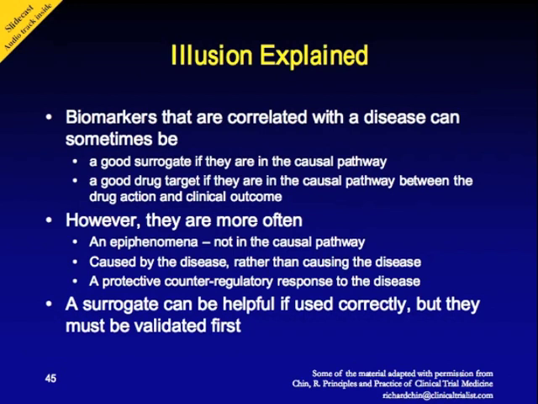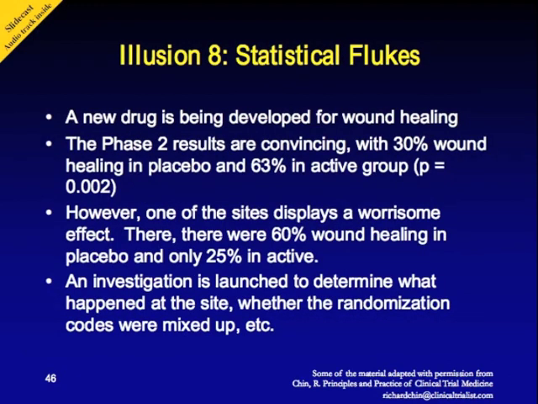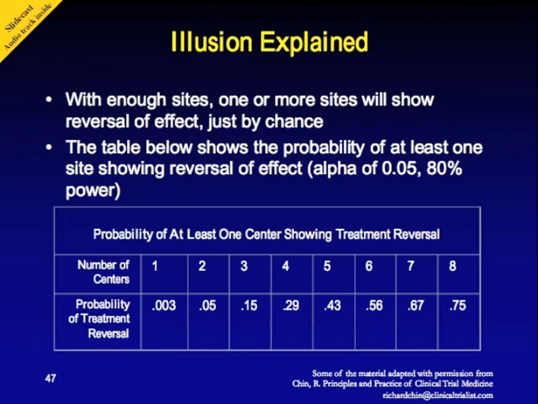Now, the eighth illusion is statistical flukes. So let's say you have a new drug that's being developed for wound healing, and the phase 2 results are very convincing, p of 0.002, but one of the sites had very strange results in that the placebo is doing much better than the active, and an investigation is launched to see what the site is doing wrong. It turns out that, from a statistical standpoint, if you have multiple sites, then one or more sites will show not only inconsistent results, but actually opposite results.